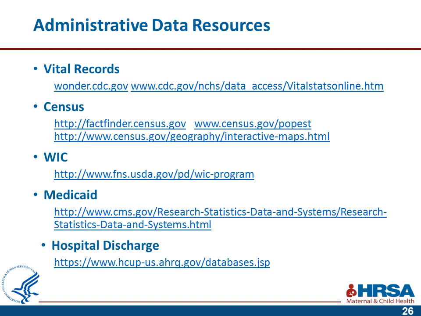Some administrative data sources that are commonly used: vital records, of course, and these are links to where you can access these. Census population counts, WIC nutrition program, Medicaid claims data, and hospital discharge. These are all really valuable sources of population-level data, and many of these, with the exception of the census, you can obtain directly from your state, and they're even more valuable when you're able to link them across data sets as well.